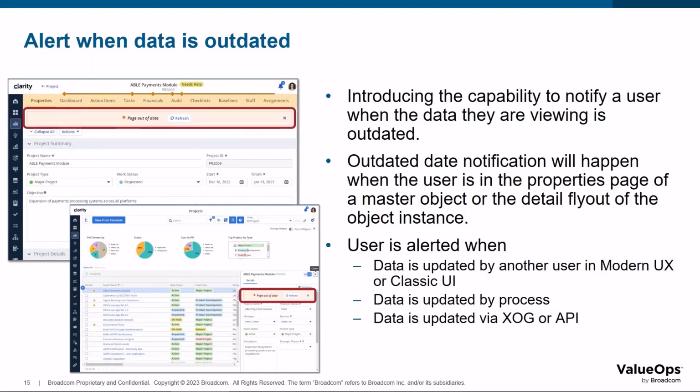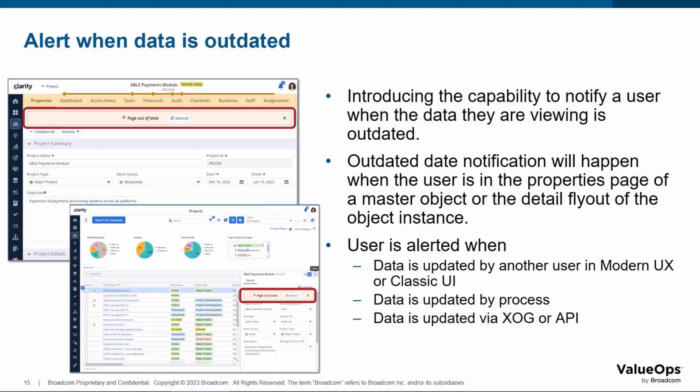The user is alerted when the data is updated by another user using either the Modern UX or Classic UI, or if the data is updated by a process. The key thing with the process is that it should be using the process system actions to make the changes, or if the change is done in the process using a ZOG or an API, then those will be alerted. Any direct database access updates will not alert the user of the change.